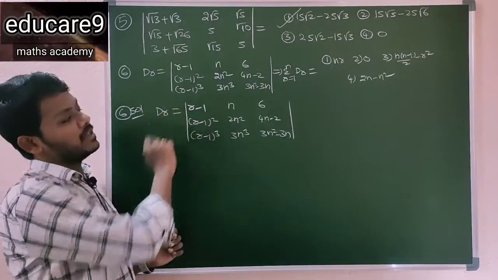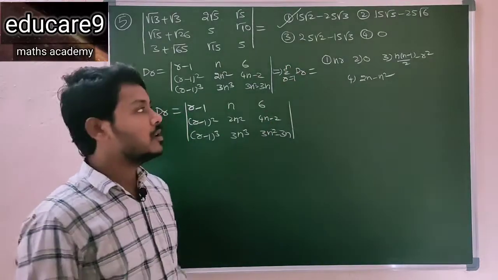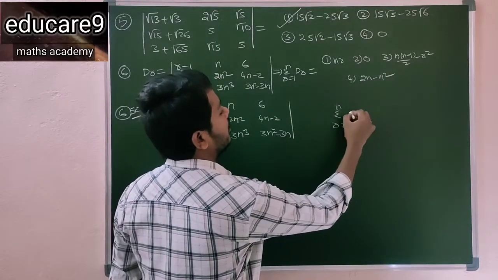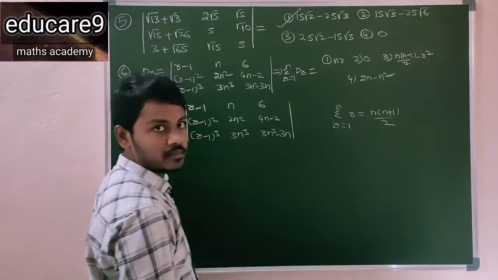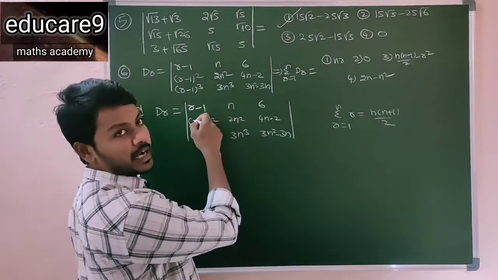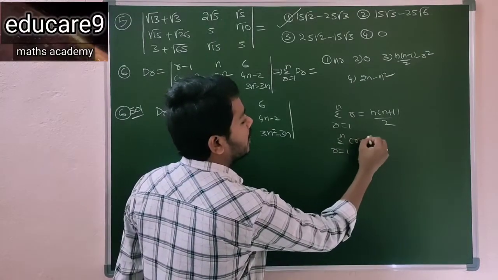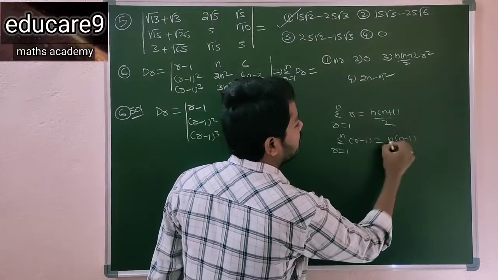Here dr is given. Then find summation r equals 1 to n of d. So you know that summation r from 1 to n of r is n into n plus 1 by 2. But here r minus 1 is there. That is, summation r equals 1 to n of r minus 1 is n into n minus 1 by 2.